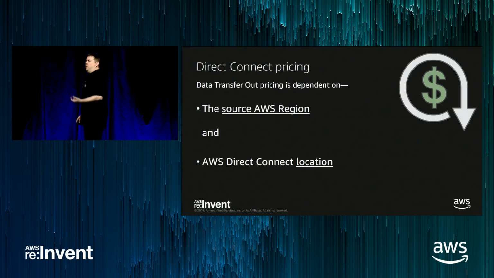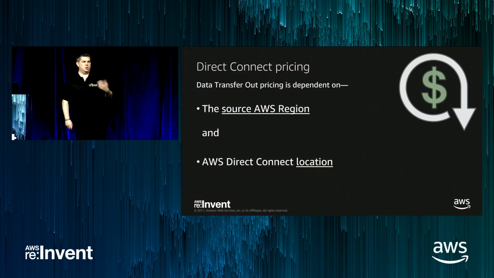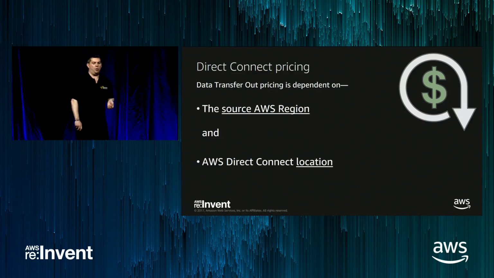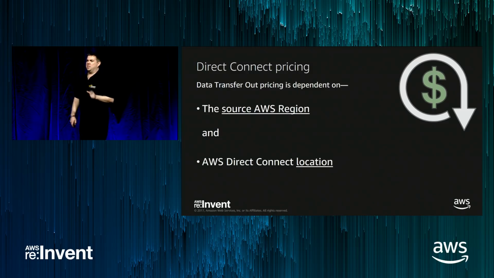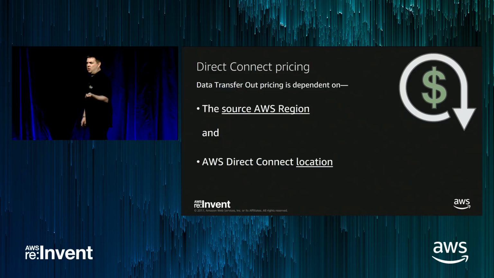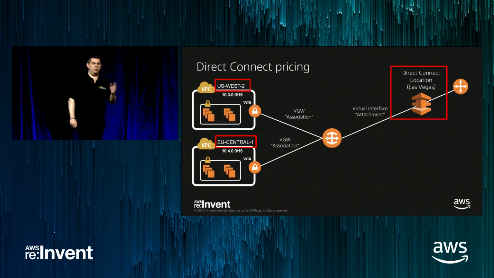So now let's revisit pricing on Direct Connect, because things have changed a little bit. We've now got multiple Direct Connect locations connecting to multiple regions using the Direct Connect Gateway. So we now need to consider two factors when we're trying to work out how much this data transfer is going to cost. So we need to consider the region and the Direct Connect location. So going back to the diagram, I've simplified things a little bit.